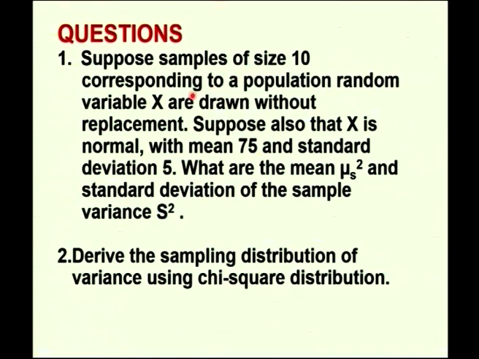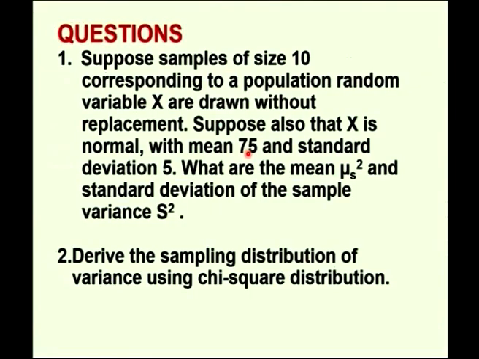Suppose samples of size 10 corresponding to a population random variable are drawn without replacement. Suppose also that x is normal with mean 75 and standard deviation 5. What are the mean mu s square and standard deviation of the sample variance s square? For mu s square, you use sigma square, and for the standard deviation of the sample variance, use the formula for sigma s square and then determine it using the given values. Mu is given to be equal to 75 and standard deviation sigma is equal to 5. So, we can find this. Derive the sampling distribution of variance using chi-square distribution. Thank you.